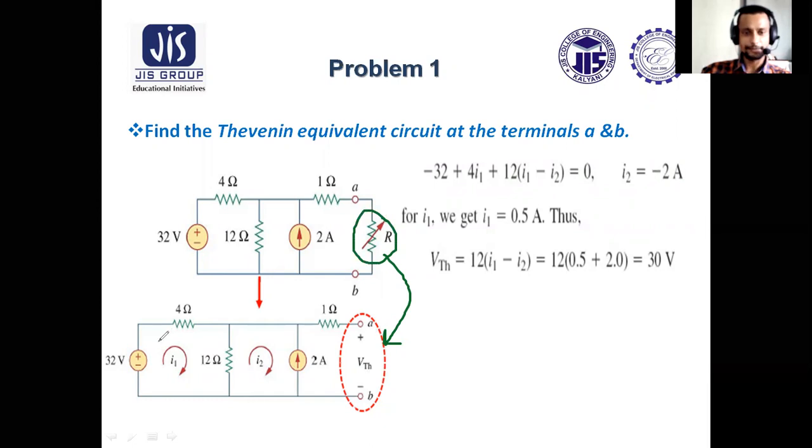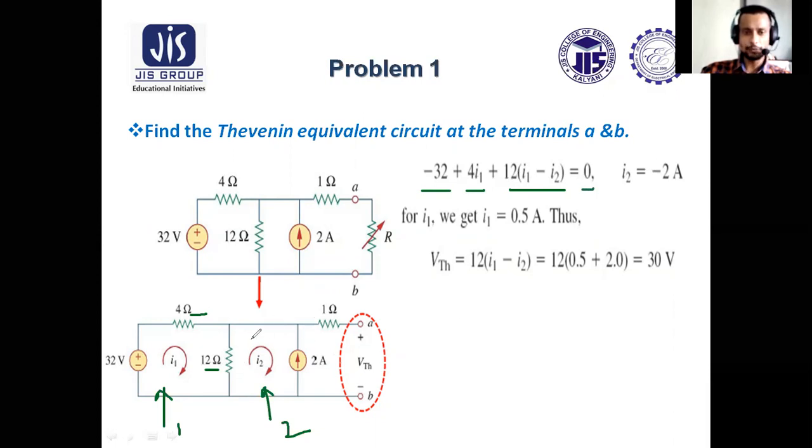Second step is find VTH. So how to find VTH here? See here mesh analysis is applied to find VTH. You can apply anything. So here mesh analysis is applied. This is I1 in first loop, and this is second loop I2. Actually, this is involving a super mesh. Now for the first loop, what shall we write? Minus 32 plus 4I1 plus 12 times (I1 minus I2) equals 0. So this is the simple mesh equation for first loop.